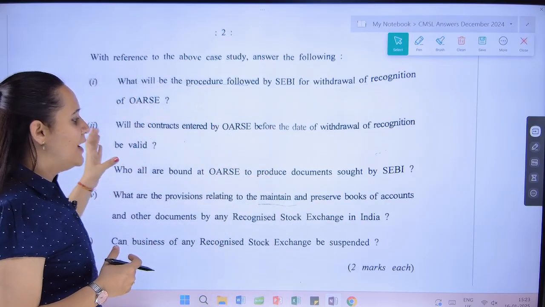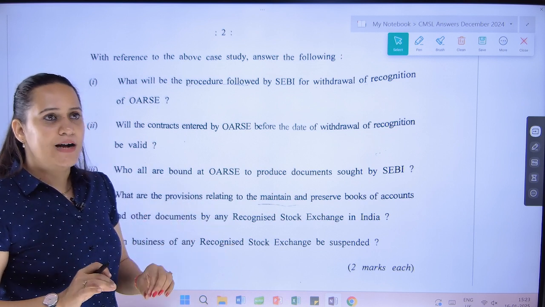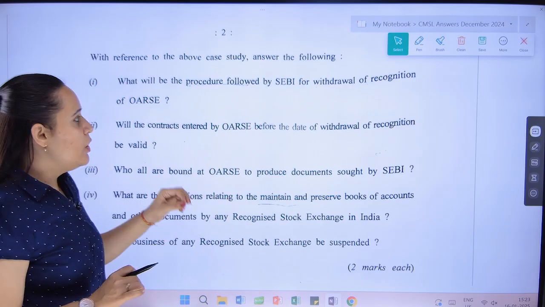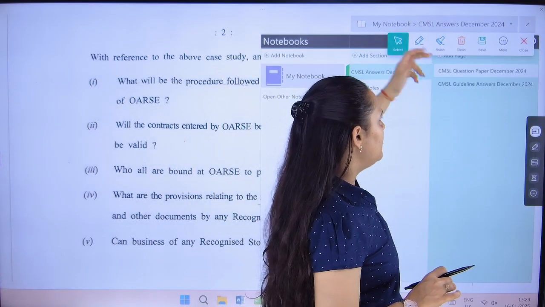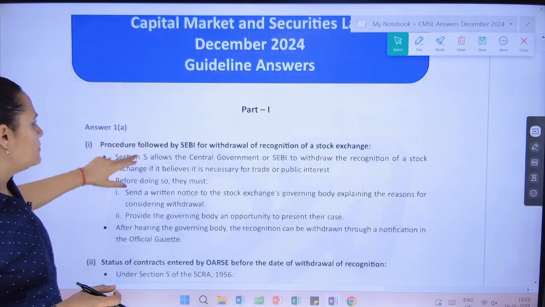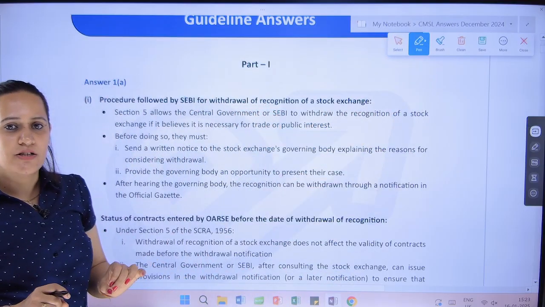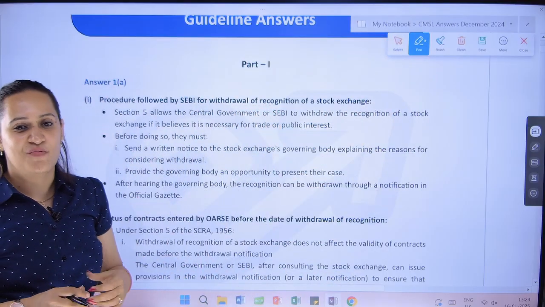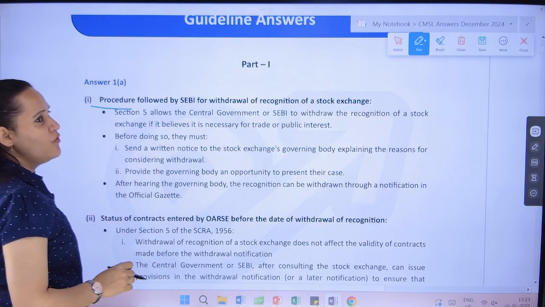On the basis of those facts, we are required to answer these questions, which have no direct relevance, but we are going to use the facts while we are presenting the answer. Now, firstly, what will be the procedures? Let us go to the guideline answers. Along with the presentation, we will discuss the answer. Two things can be done at once. First one, answer 1A: what is the procedure to be followed by SEBI for withdrawing the recognition of a stock exchange?